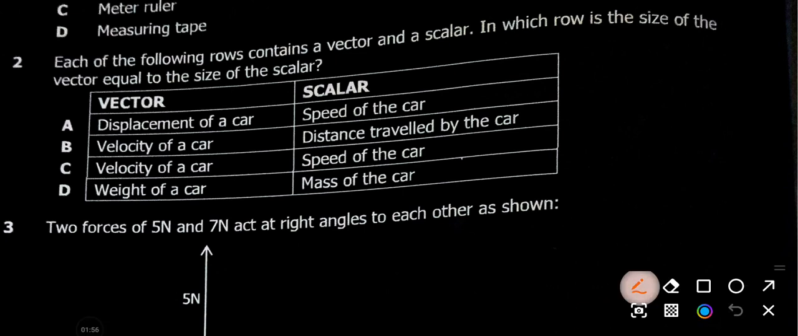And let's go to option B. The vector is given as velocity, and yes, velocity is a vector, and the scalar is given as distance. Right. However, the magnitude of velocity and distance is not the same, so this option is also incorrect. Option C says the vector is given as velocity and the scalar is given as the speed, which is definitely correct. And it is also correct that the magnitude of velocity and speed is the same. Alright, so option C is definitely correct.